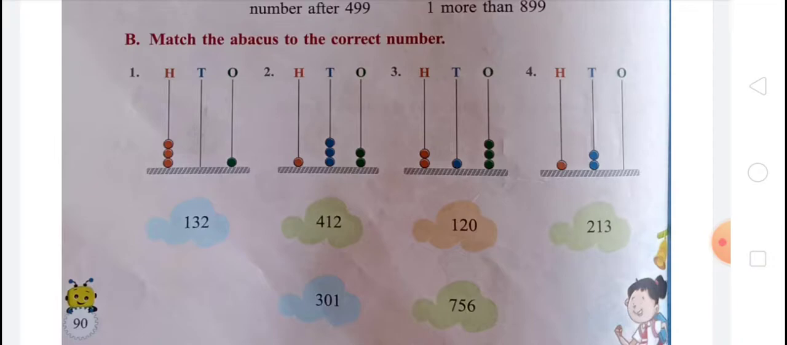And the next one. On the ones place there are 3 beads, on the tens place there is 1 bead, and on the 100 place there are 2 beads. So you have to match it with 213. And the fourth one, there are no beads in the ones place. On the tens place there are 2 beads, and on the 100 place there is 1 bead. So that is 120. So you have to match it with 120.